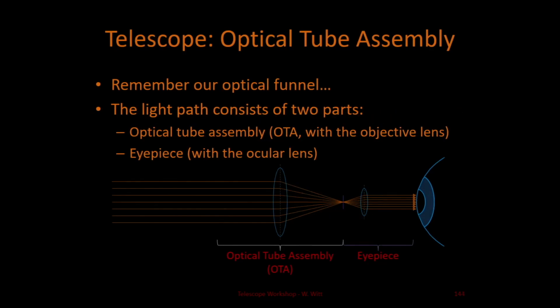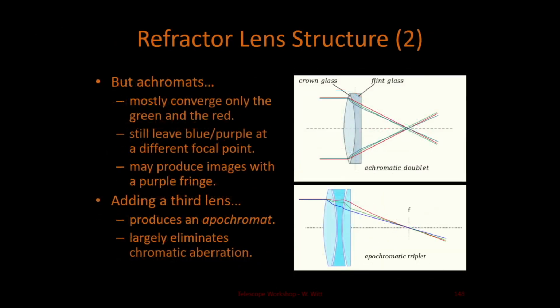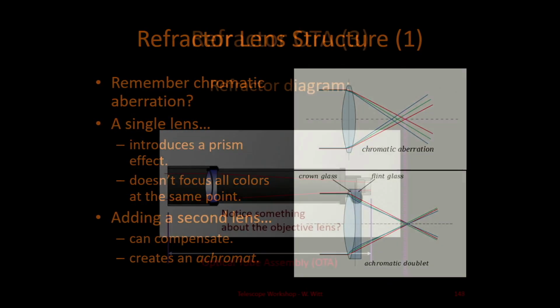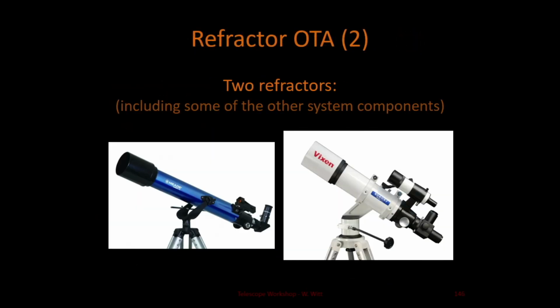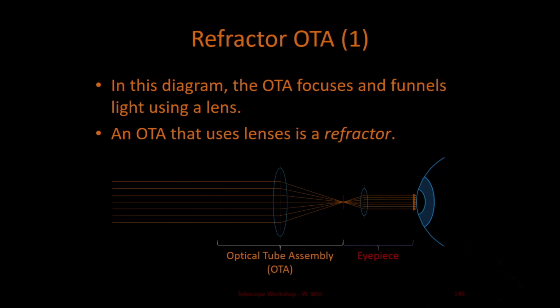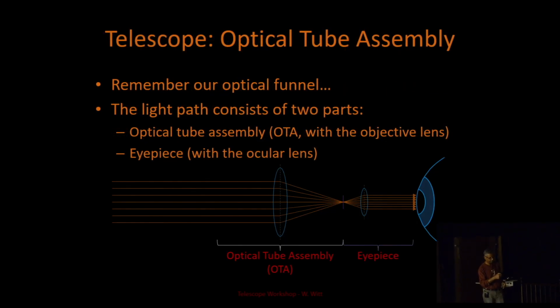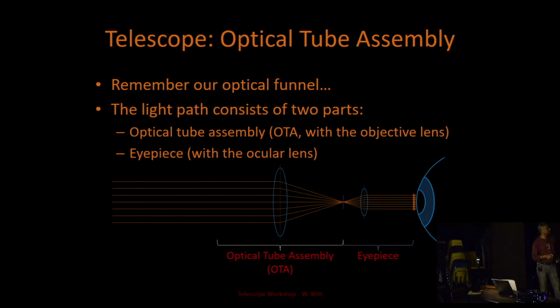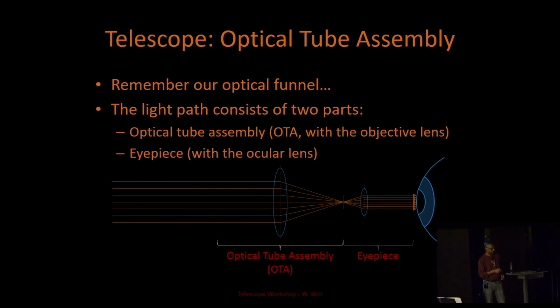If you remember our optical funnel, we talked about 2 parts: the optical tube assembly, and then the eyepiece here. Each of them has a lens in there. Okay. So the optical tube assembly has the objective lens, and then the eyepiece assembly has the ocular lens.